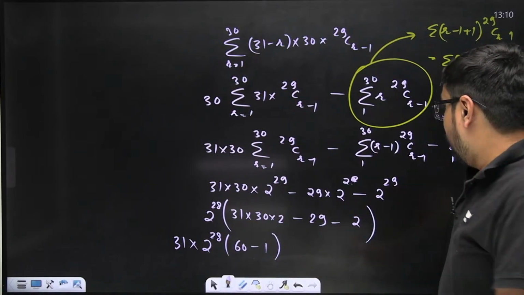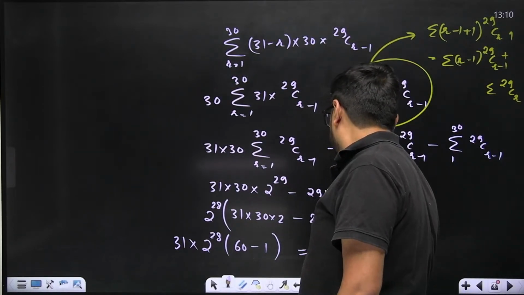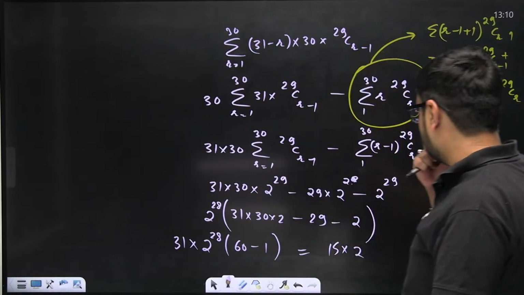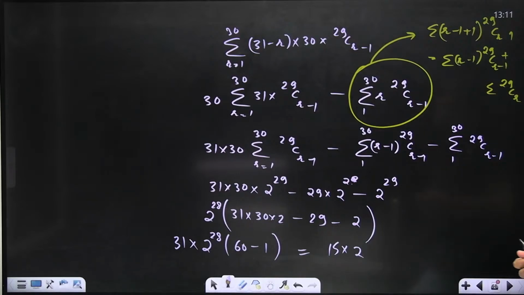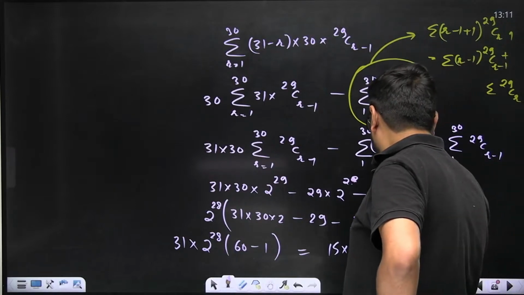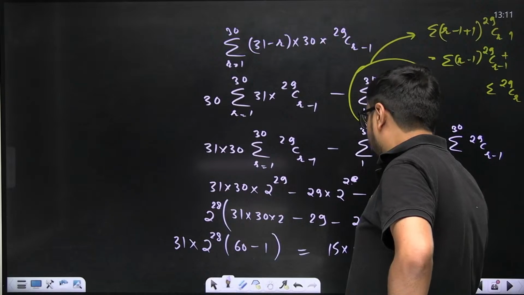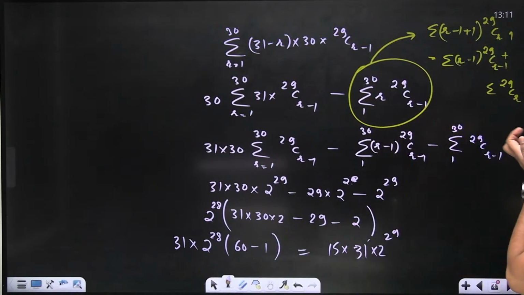So this you can write as 15 into 2 to the power 31. One of the 31 we are taking out. This minus this minus this minus this minus this, okay, minus 31. So this will become 15 into 31 into 2 to the power 29. 15 multiplied with 31 multiplied with 2 to the power 29. So this is what it is going to become now.